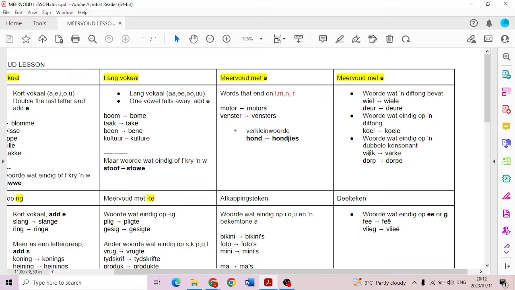What this means is that words that typically end on two consonants here will also get an E in most cases. So you must do a process of elimination. Okay, also. Then let's move on to rule number 5.